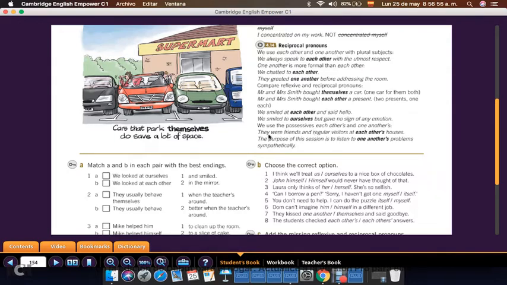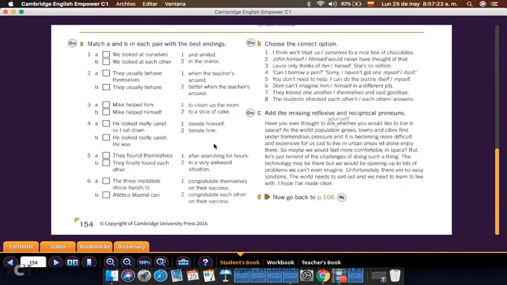We use the possessives, each other's, and one another's sometimes. They were friends and regular visitors at each other's houses. I'm talking about the house they possess. The purpose of this session is to listen to one another's problems sympathetically. I mean, I'm talking about the problems that they possess or everybody possess. Cars that park themselves do save a lot of space. Yeah, right. Yeah, we can see that.